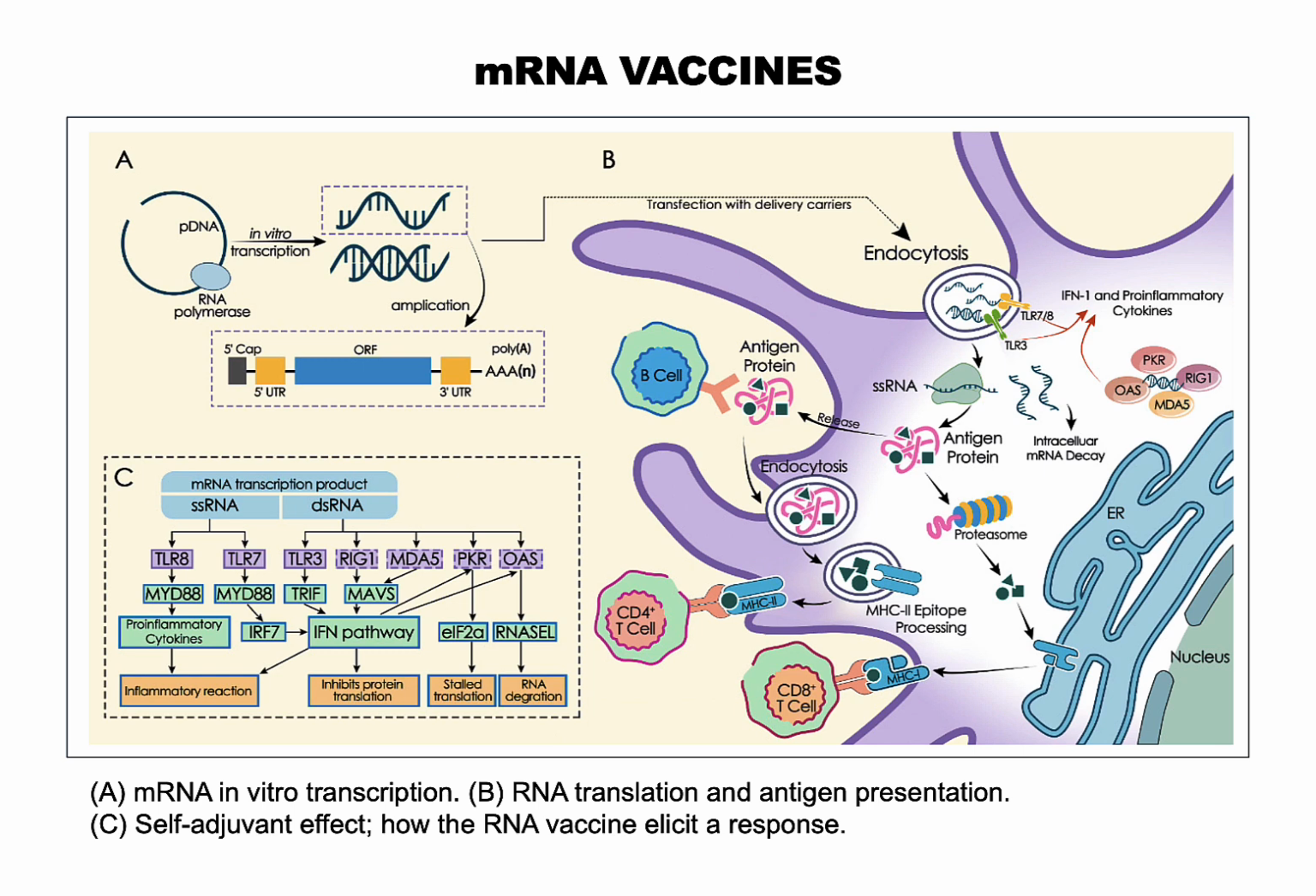The making of the mRNA vaccine. First, mRNA in vitro transcription. Using DNA with an antigen-encoding sequence from the pathogen as a template, mRNA in vitro transcription products contain either single-stranded RNA or double-stranded RNA.